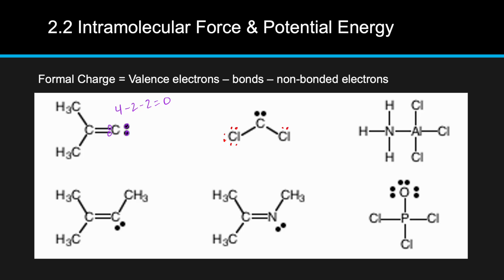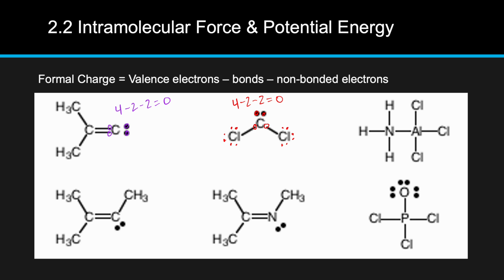Now looking at the top middle molecule, the chlorine valence electrons are implied here. They just didn't put them there because they don't want you to focus on that. They want you to focus on the carbon. This carbon is the same as the last one, so each carbon atom has 4 valence electrons, minus its 2 bonds, minus its 2 non-bonded electrons, so this carbon has a formal charge of 0.